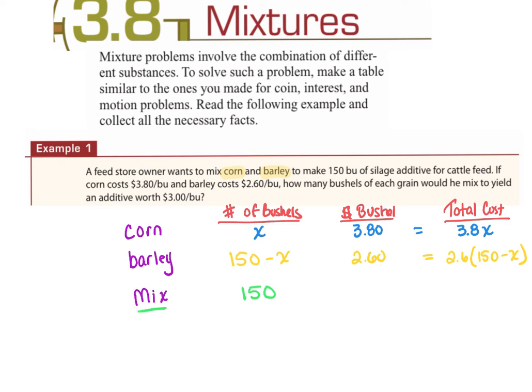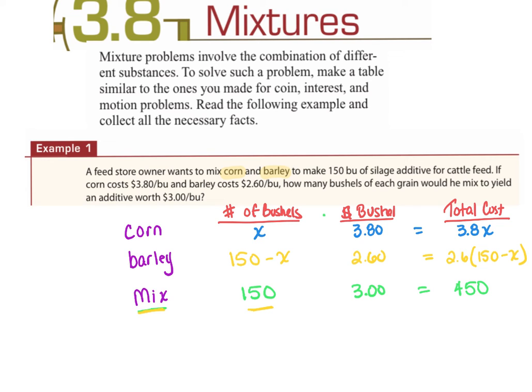So his mixture is going to be 150 in total, right? And the cost is going to be how much per bushel? $3. He told us that's what he wants to do. So what is going to be the total cost of his mixture? Just multiply like we did everything else. This has all been multiplied. So 150 times 3. What is 150 times 3? 450. Right? Does everybody see how we filled out the chart?